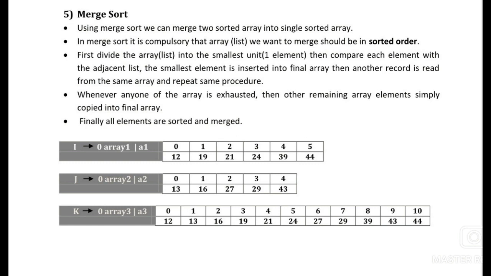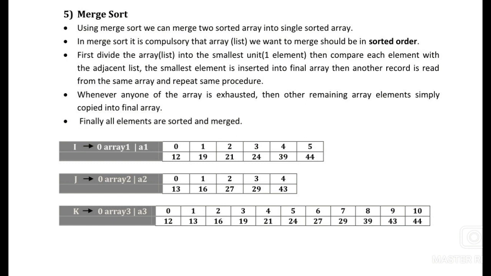First divide the array list into the smallest unit, one element, then compare each element with the adjacent list, and the smallest element is inserted into the final array. Then another record is read from the same array and the same procedure is repeated. Whenever any one of the arrays is exhausted, the other remaining array elements are simply copied into the final array. So finally all elements are sorted and merged.